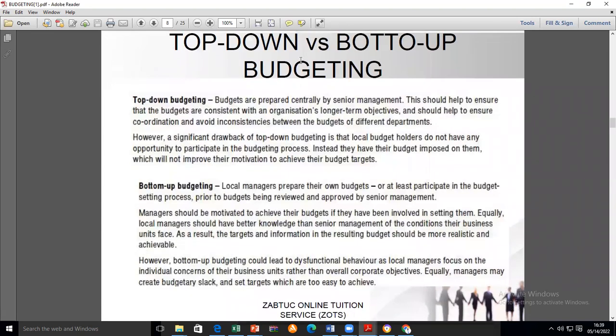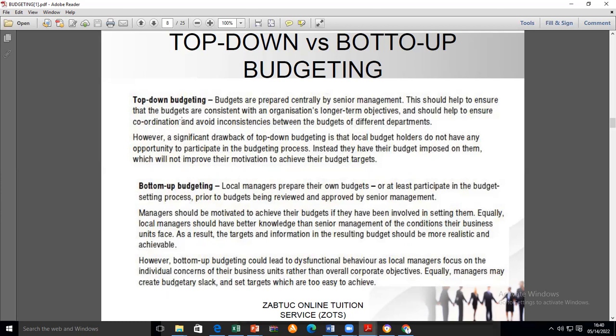Let's talk about the top-down versus bottom-up approach in budgeting. This relates to the issue of ownership of standards. Top-down budgeting, budgets are prepared centrally by senior management. This should help to ensure that budgets are consistent with an organization's long-term objectives and should help to ensure coordination and avoid inconsistencies between the budgets of different departments. That's the advantage, isn't it? Because you're coming from the top.